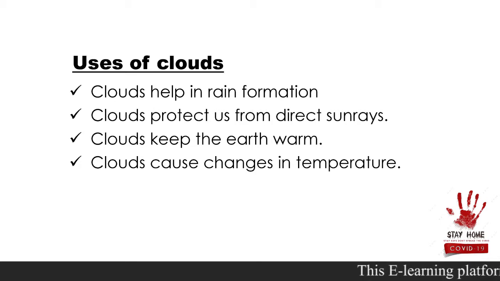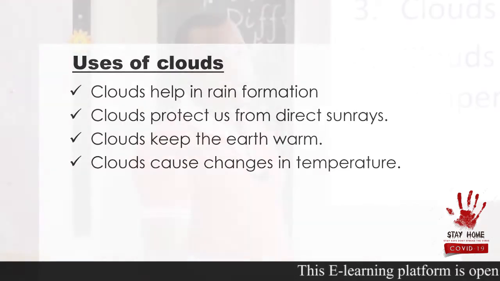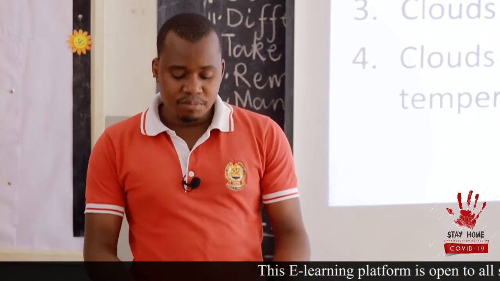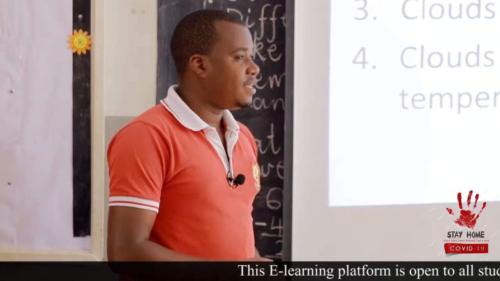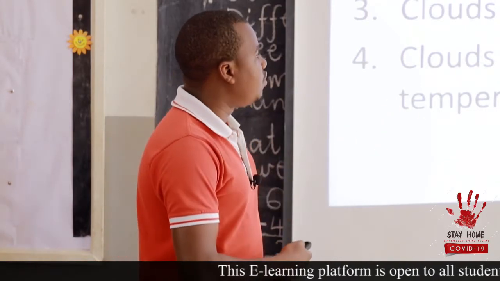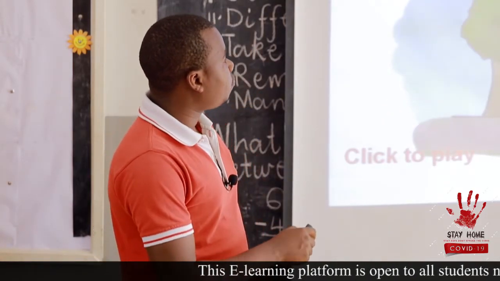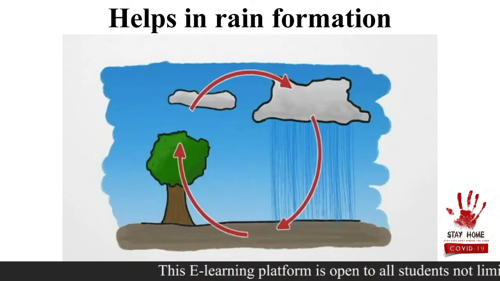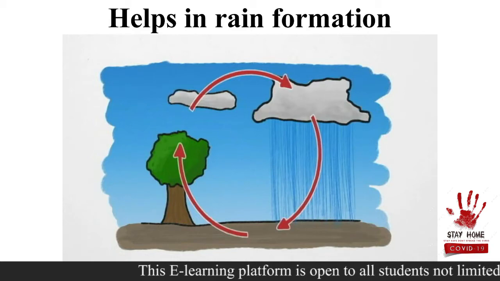Clouds keep the earth warm at night. Then clouds cause changes in temperature. That's why you see sometimes it is cold, sometimes it is hot. You know what temperature is. So all that is caused by clouds. So this is the rain formation, but we are going to look at it in detail in some lessons ahead.